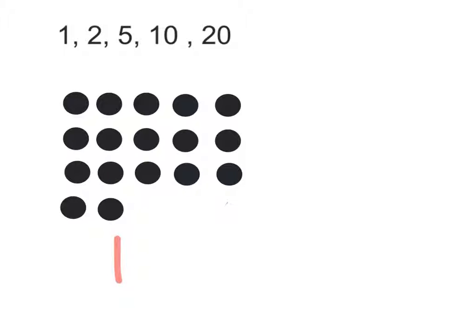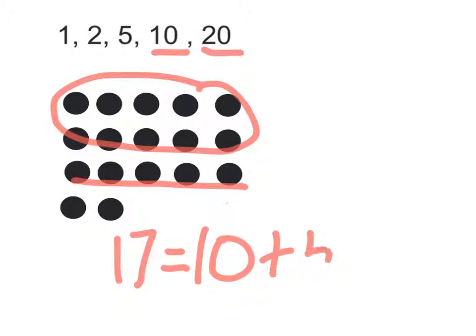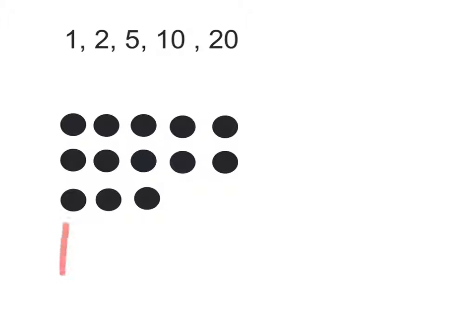Here we have the number 17. Not enough for 20, so we're going to see getting 10 first, then 5, and the last one is 2. So 17 is 10 plus 5 plus 2. Let's have you do the next one. The number is 13. What number would you start with?